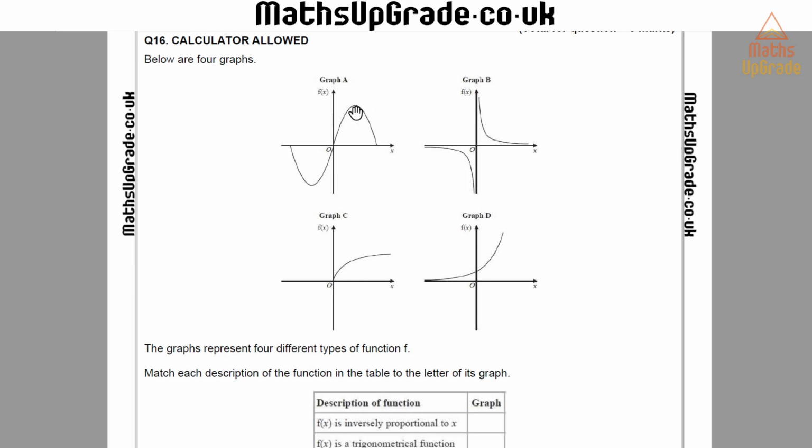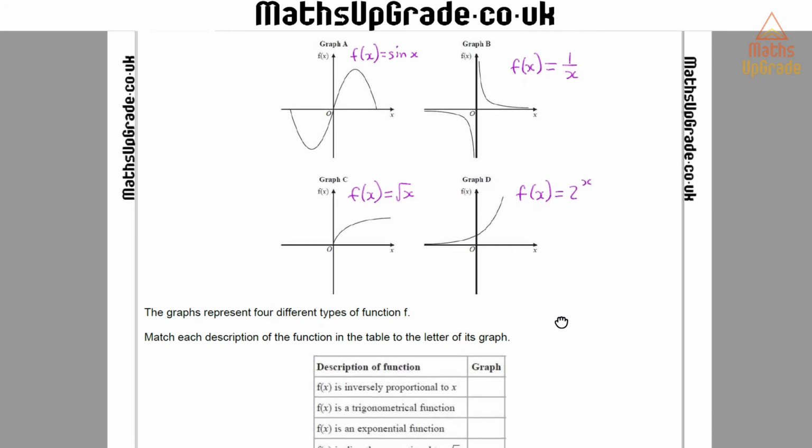So this graph A is actually a sine graph, so that's a graph of sin x. Okay, so I've labelled it up there. This graph B is known as a reciprocal graph, so this can also be represented using this equation here. So this function is inversely proportional to x. Graph C, this is known as a root curve, so f of x equals root x. And graph D, this is known as an exponential graph, so f of x is 2, or any base really, with x as the index or the power.